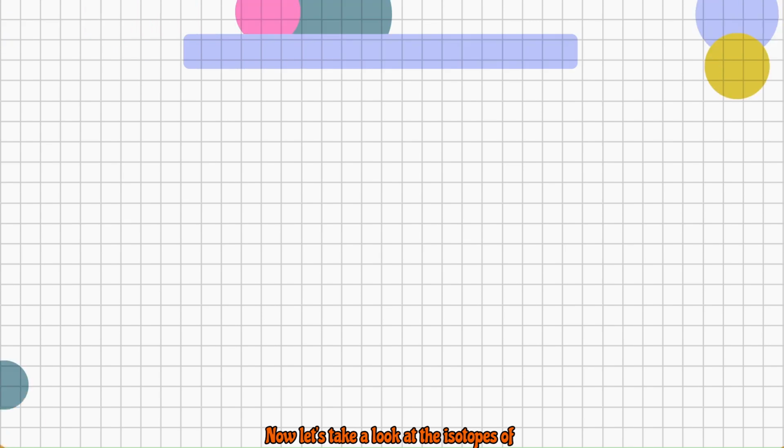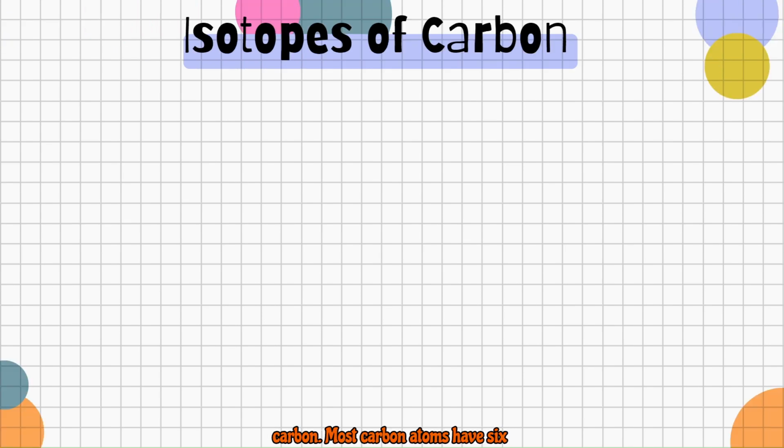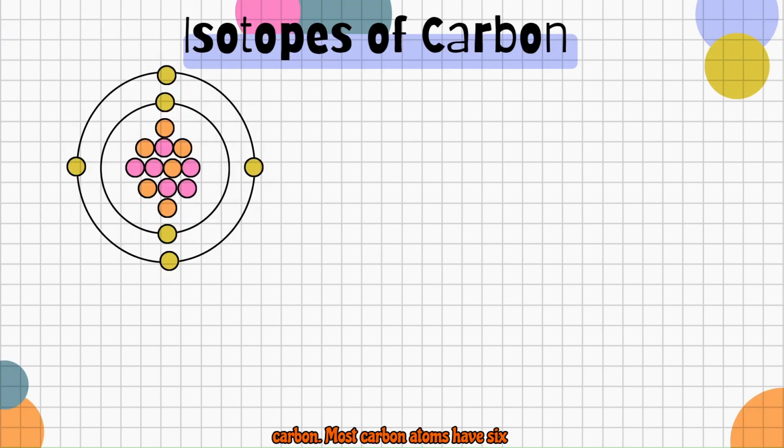Now let's take a look at the isotopes of carbon. Most carbon atoms have 6 protons and 6 neutrons, making it carbon-12, which makes up about 99% of all naturally occurring carbon. Carbon-12 is stable, meaning it doesn't decay into other elements over time.